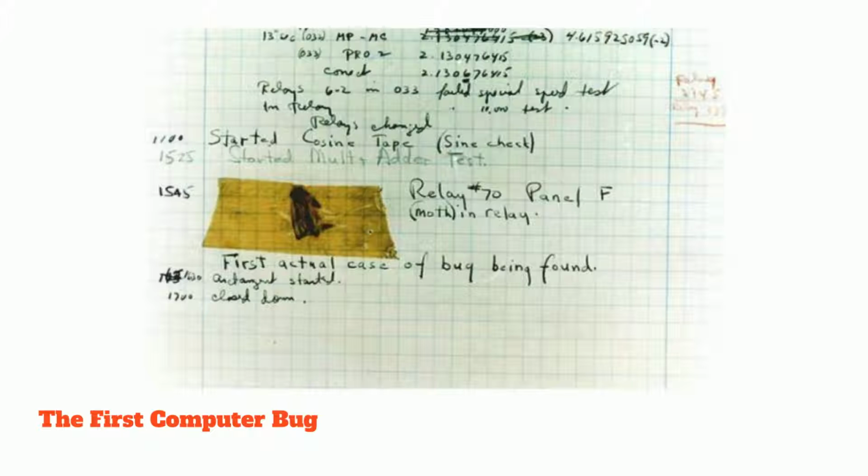This picture I think is from Wikipedia. It's an engineer's notes from the ENIAC running in Boston. You see his timestamps on the side, and he has started a cosine tape. He's running off paper tape at the time, and he has problems. And then he finds a moth stuck in a relay, and then he writes here, first actual case of bug being found. And that's often quoted as the origin or whatever.